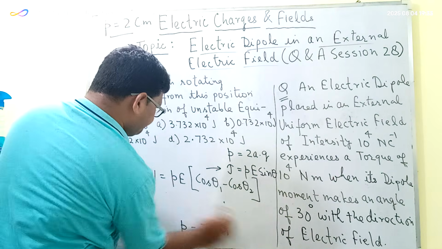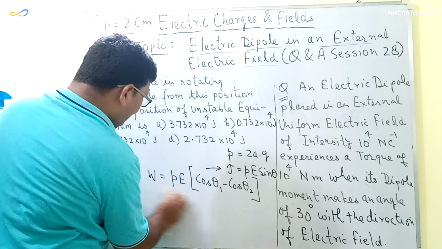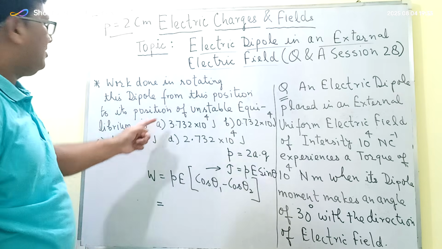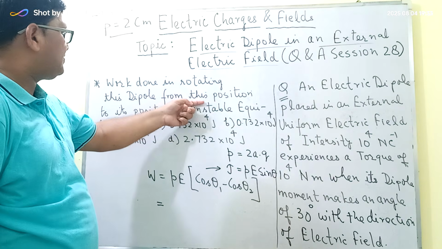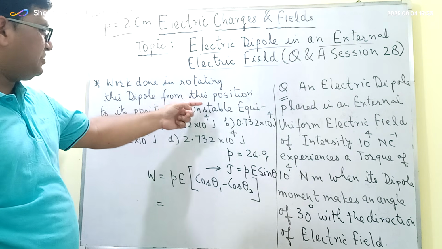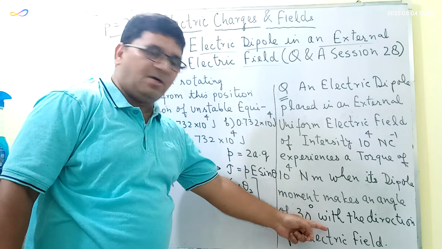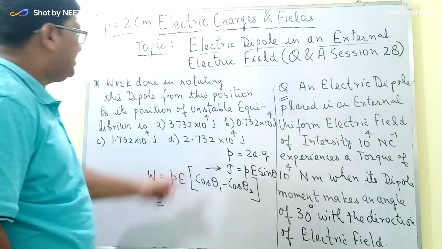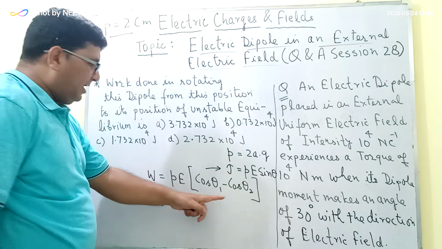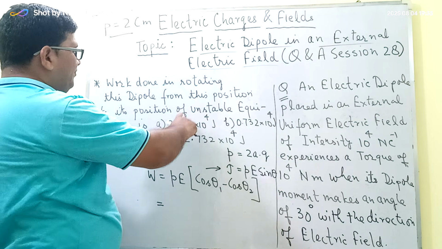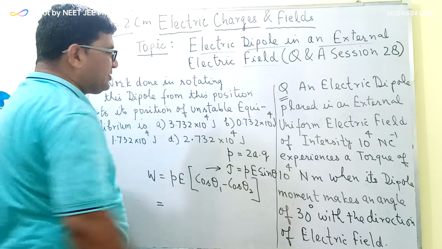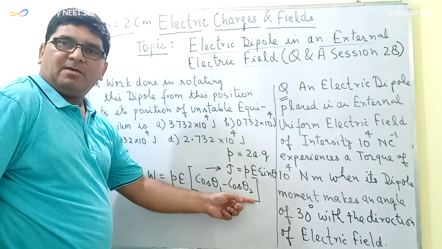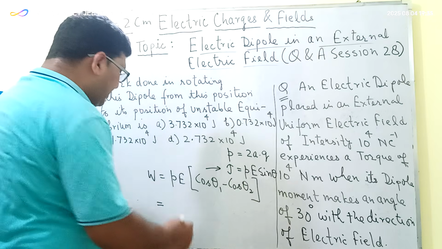Now we have to simply find the value of the work done in rotating this dipole from this initial position. The initial position is when the dipole moment is making an angle of 30 degrees with the direction of the electric field. So theta 1 will be equal to 30 degrees, and theta 2 is what? It is the angle corresponding to the position of unstable equilibrium. Now in the case of unstable equilibrium, the angle theta will be equal to 180 degrees.